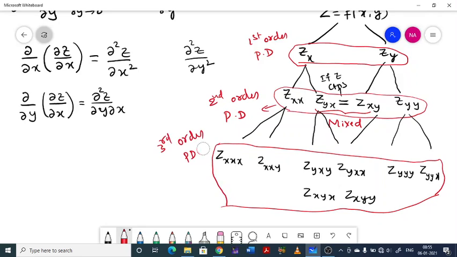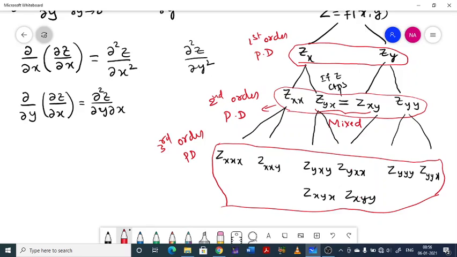Partial derivatives. So initially you had only one function, then two, then four, then eight. Next you will get 16, then 32, 64, and so on. That will continue. Similarly, you can find higher order partial derivatives.